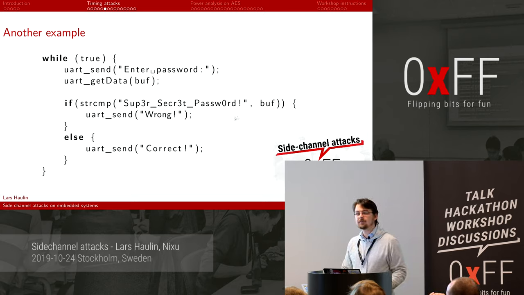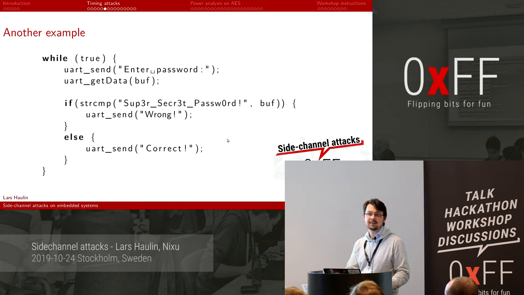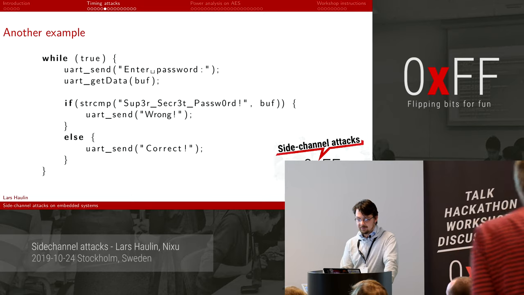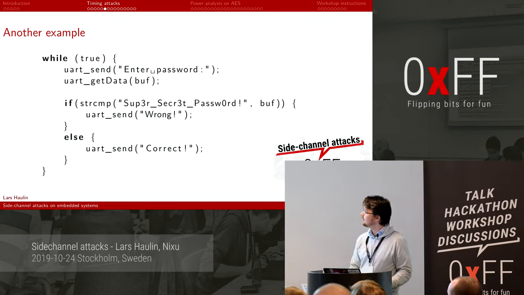So if this was a normal C program, except that you have plain text passwords, it wouldn't really be any security issues with this. But when you're looking at it from a side channel perspective, then you get new perspectives. So if we look at what this looks like, if we do a measurement.